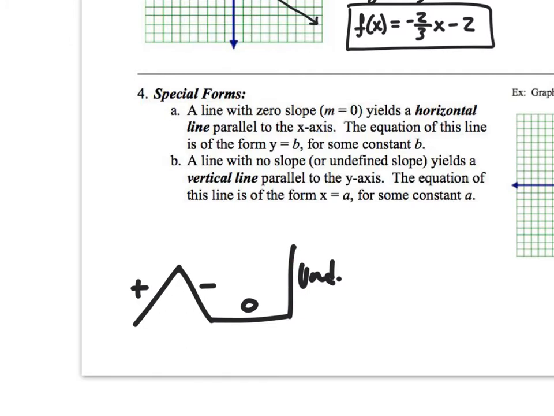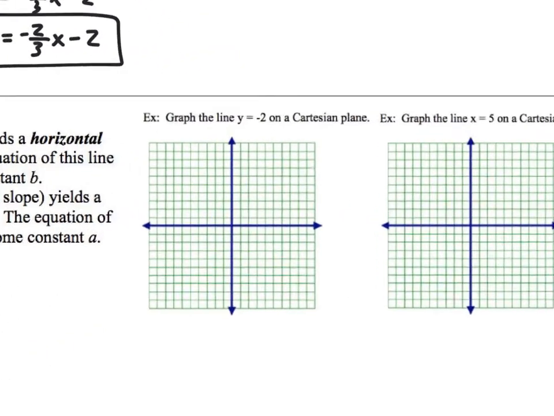We're talking about a line with a slope of 0. It yields a horizontal line. So that's this line here. The equation for this is y is equal to some number, like y is equal to b. Now if we're undefined, the vertical line that is parallel to the y-axis, the equation is x equals some number a. So this is pretty easy. A lot of times it's a little tricky, but it's really not too bad.